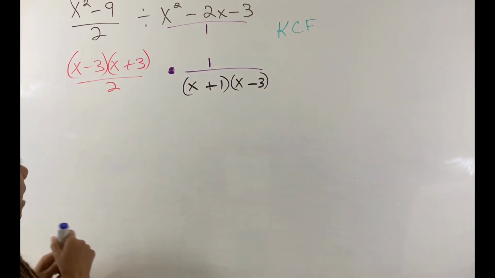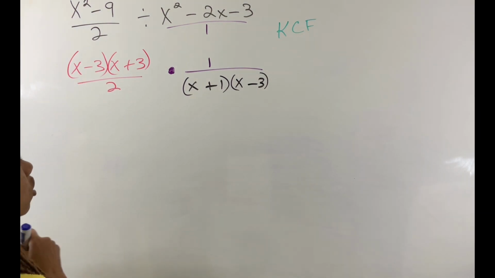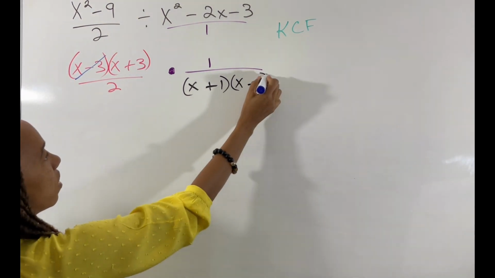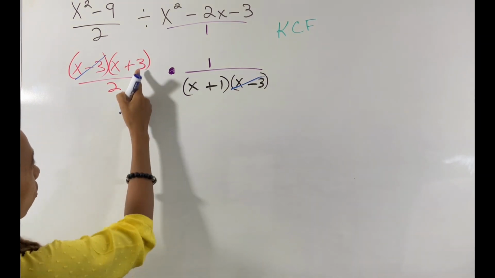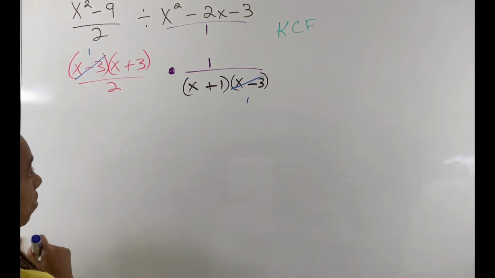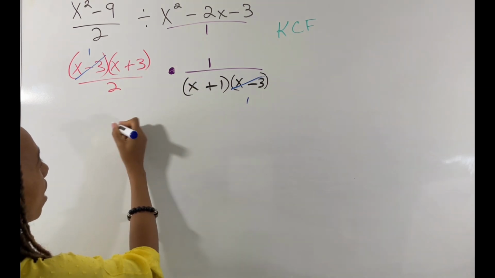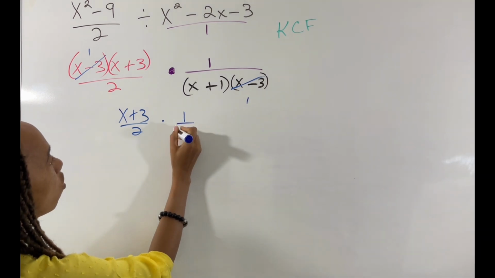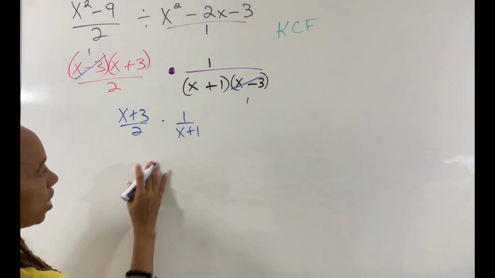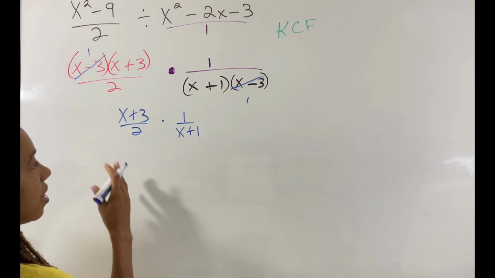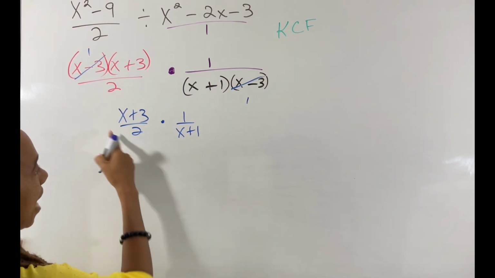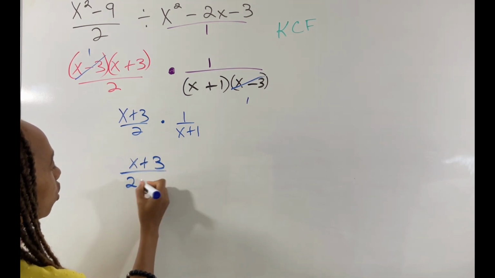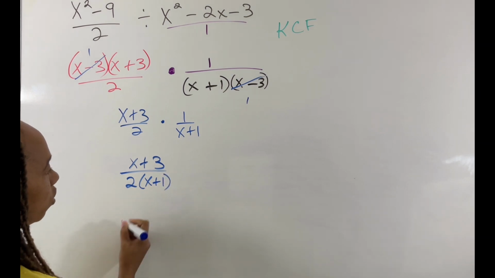You notice you have an x minus 3 here and an x minus 3 here. So that off the top can be cancelled out. So you're going to cancel out this with this, and you're left with a 1 there because when you cancel that out, you have your x plus 3 over 2 times 1 over x plus 1. I always tell my students, please write it out like this. The next thing you're going to do is multiply across, so you will end up with x plus 3 over 2 parentheses, x plus 1, close the parentheses.